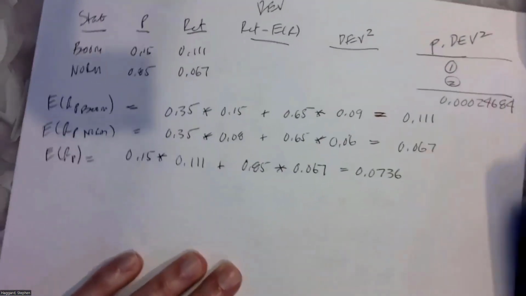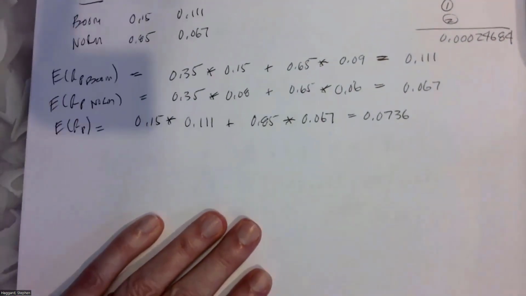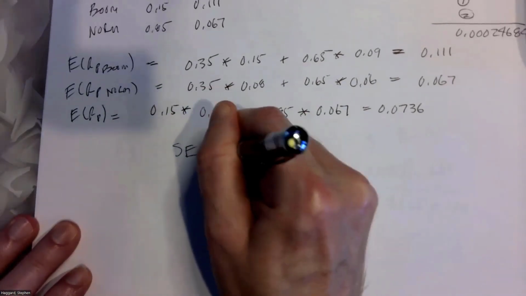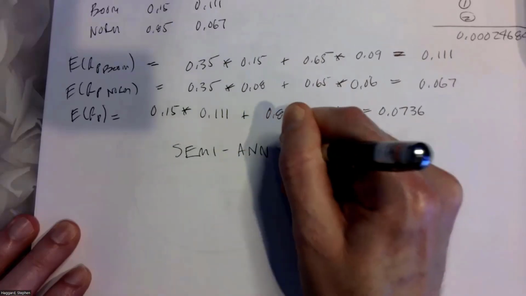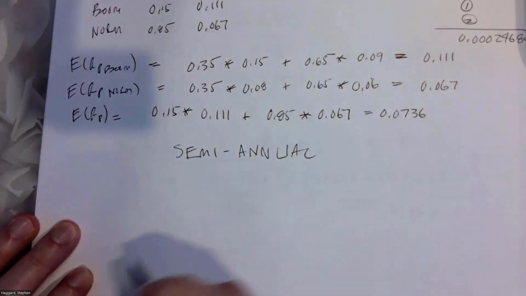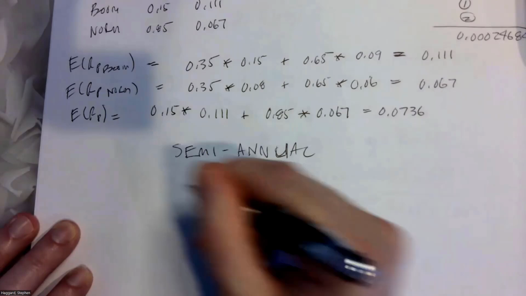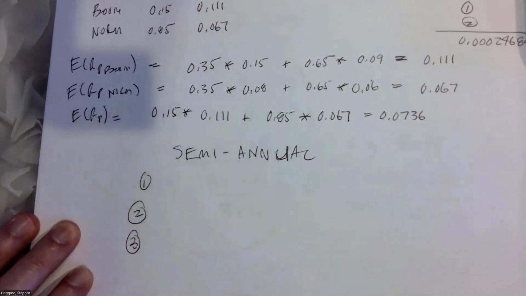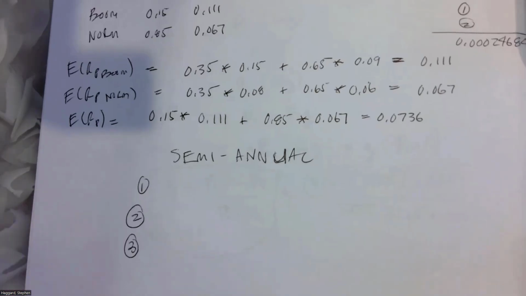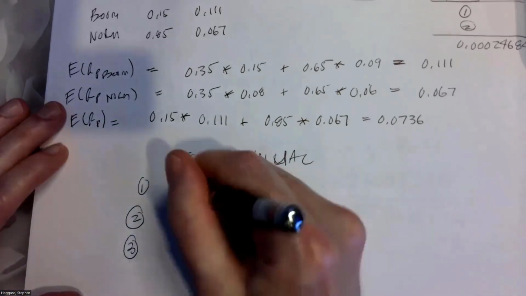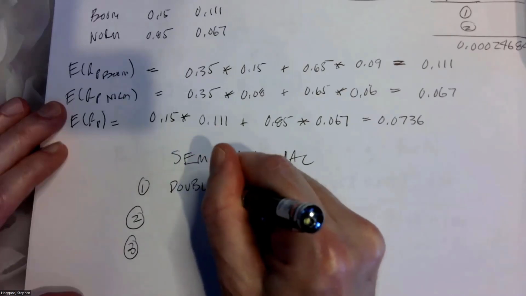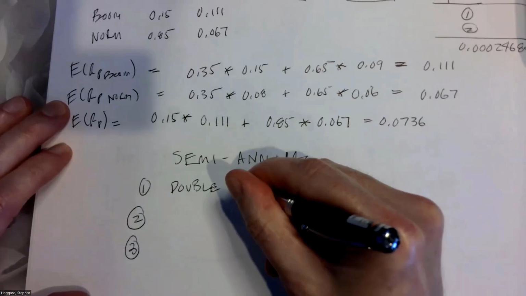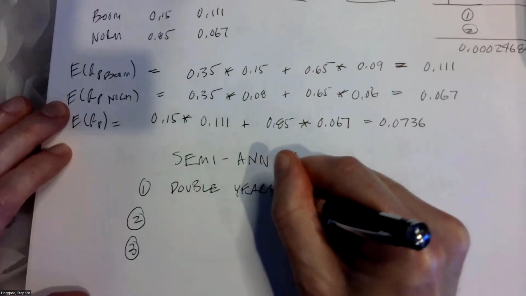Okay, before we walk away from bonds, I want to ask you this question. So we have semi-annual. We need to make 3 adjustments. What are the 3 things that we always have to do when it's a semi-annual bond? I'll get you started. We have to double something. N. Yeah, double the years to get N.